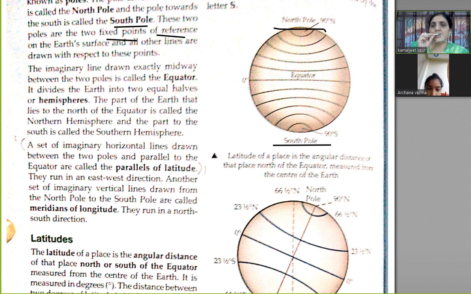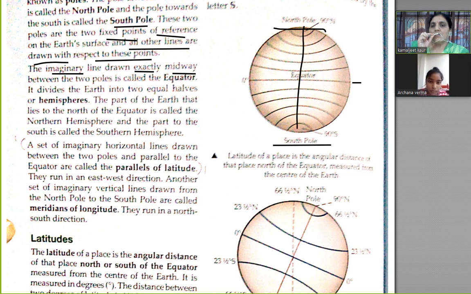These are reference points on the earth's surface, and all lines are drawn with respect to these points. The imaginary line exactly midway between the two poles is called the equator. This imaginary line that is drawn, we call the equator.